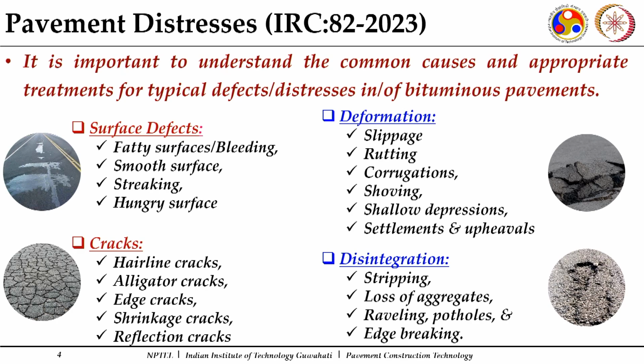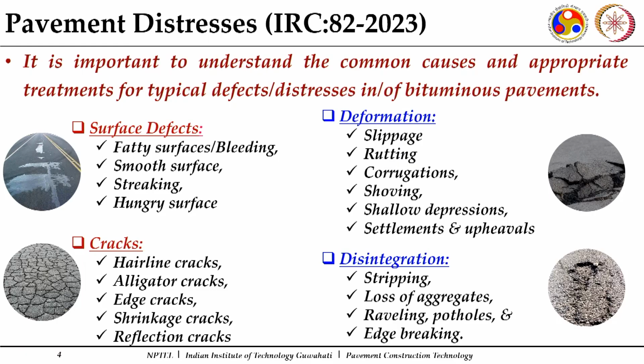It is IRC 82:2023, where the different types of distresses have been clubbed under different categories. The four main categories are surface defects, cracks, deformation, and disintegration. In the previous lectures, we discussed the causes related to surface defects, including bleeding, smooth surface, streaking, hungry surface. Then under cracks: hairline cracks, alligator cracks, edge cracks, shrinkage cracks, reflection cracks.